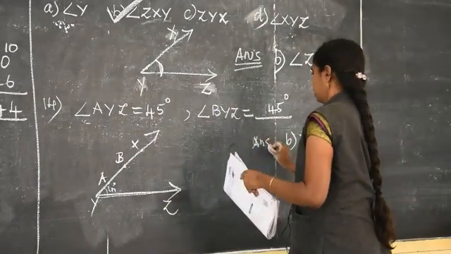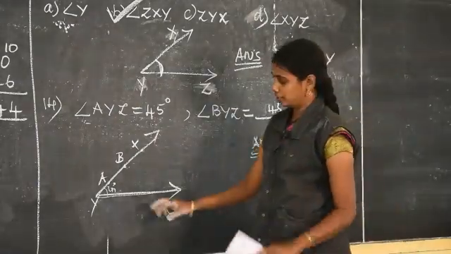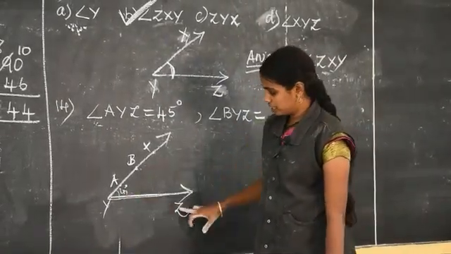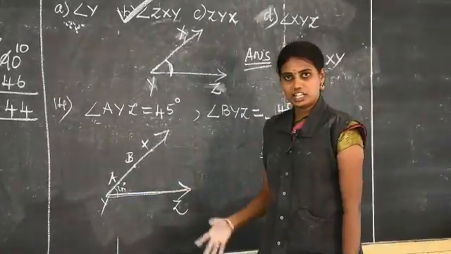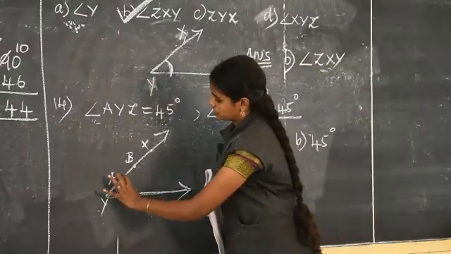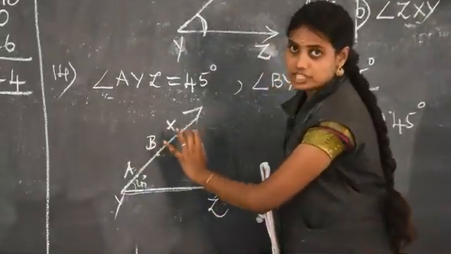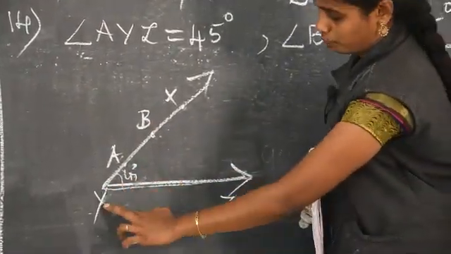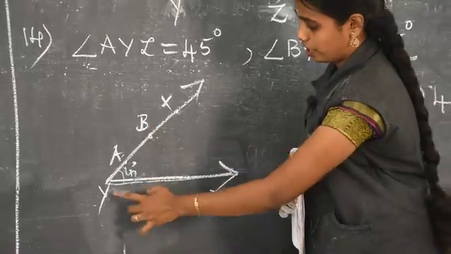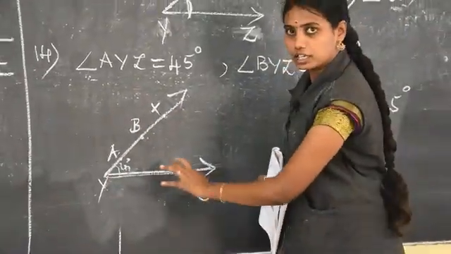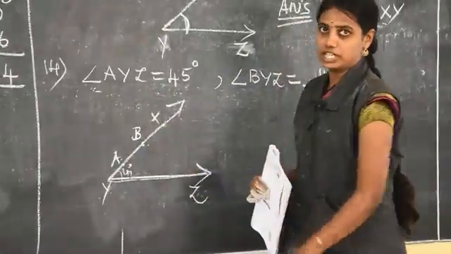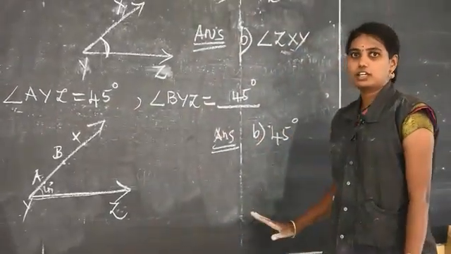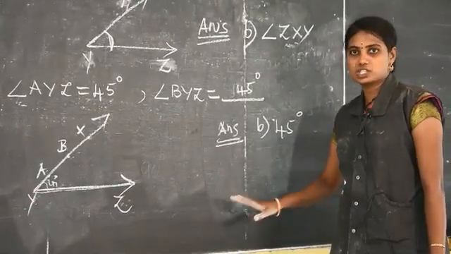Option B. Can you all understand what I said? You can give the name AYZ, BYZ, or XYZ, all the same. Why is it the same? We are not changing the space, we are just changing the letter name only. Okay, clear? AYZ, correct. BYZ, correct. XYZ, correct. The angle will not be changed. So 45 degree here means 45 degree here also. Okay, clear everyone? This exercise is over.